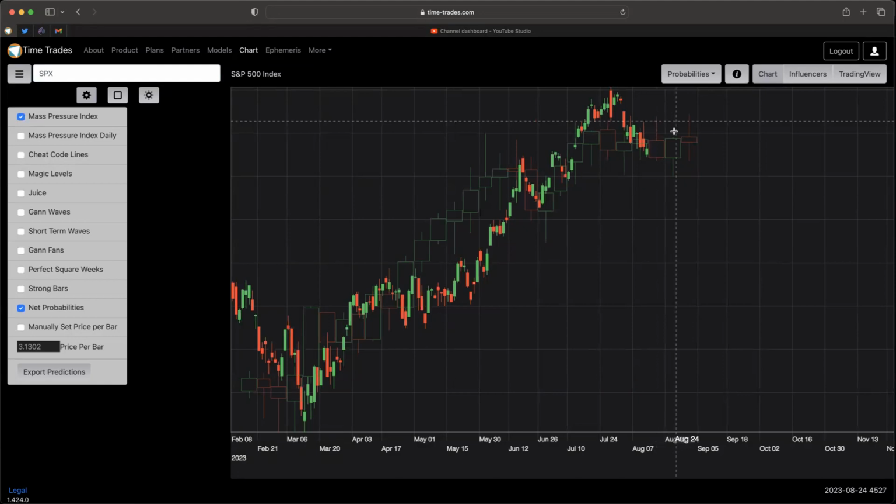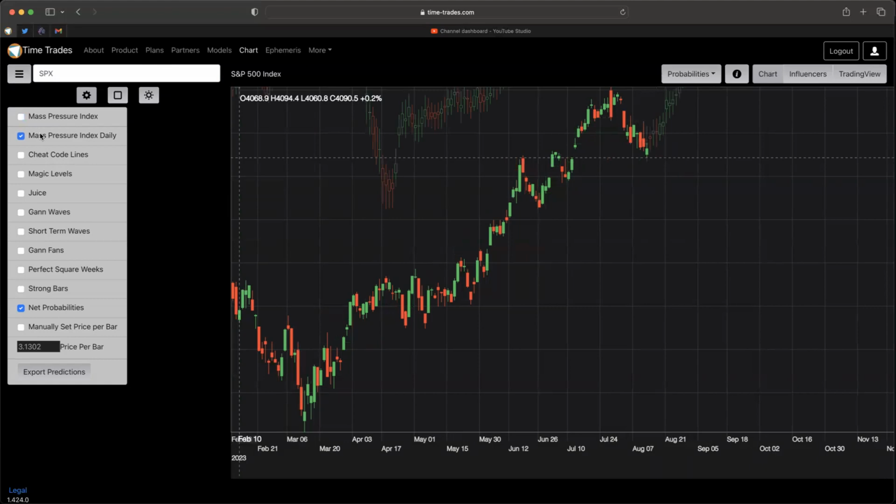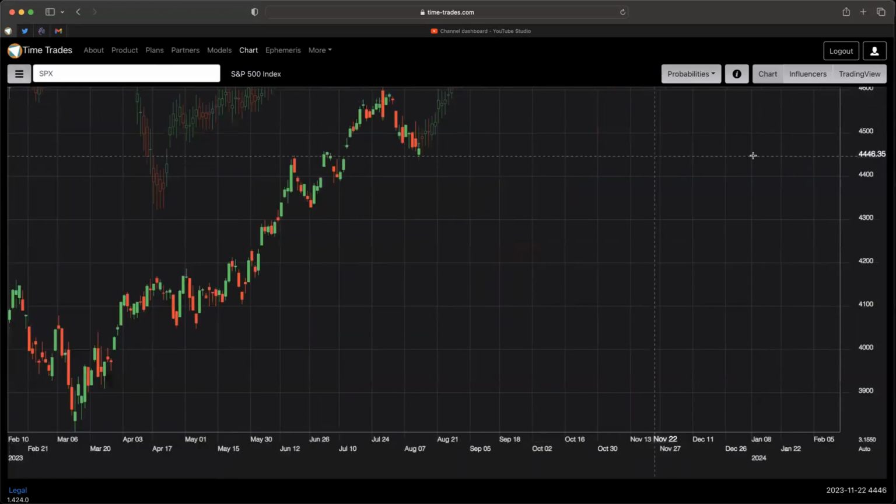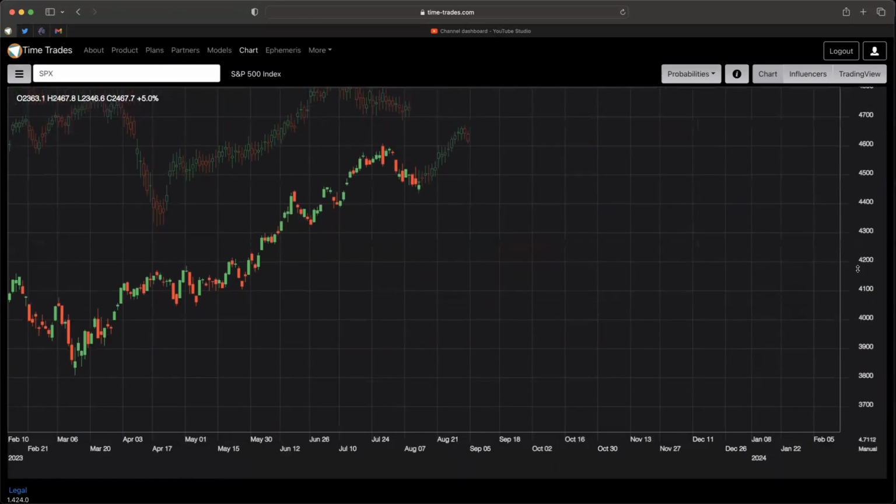However, we're starting to look at, especially 3 weeks out by the end of August, higher highs here in the candles. Okay, so maybe another probe lower, but then a higher high. But then if we look at the mass pressure index daily, this is the one that's based on Venus and is based on just the last 6 orbits of Venus. So you can see that is much more bullish, and it's calling for a higher high around 4,600.